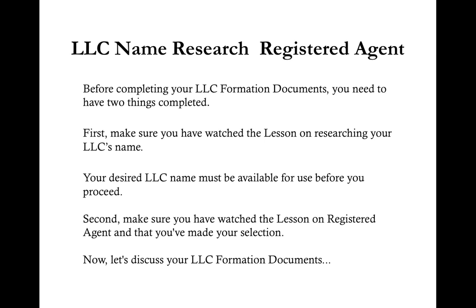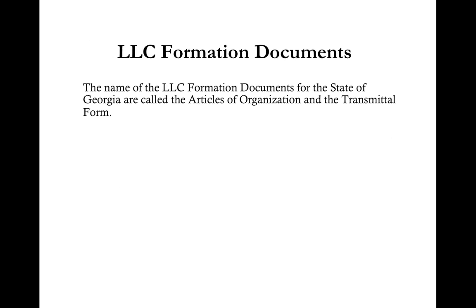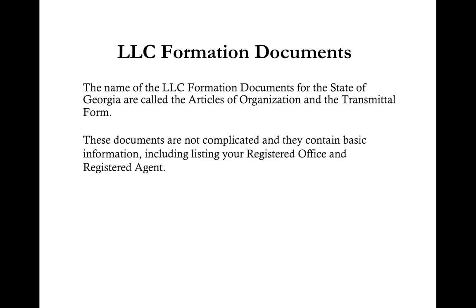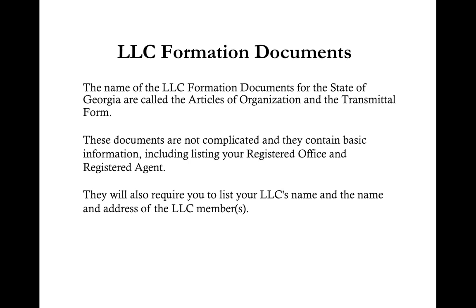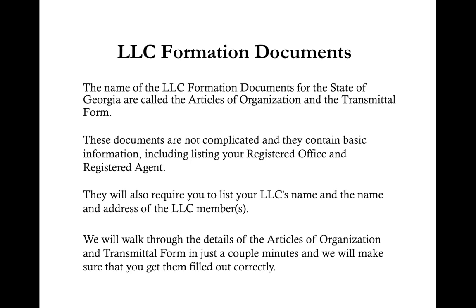Now, let's discuss your LLC Formation Documents. The name of the LLC Formation Documents for the state of Georgia are called the Articles of Organization and the Transmittal form. These documents are not complicated, and they contain basic information, including listing your registered office and registered agent. They will also require you to list your LLC's name and the name and address of the LLC member or members. We will walk you through the details of the Articles of Organization and Transmittal form in just a couple minutes, and we will make sure that you get it filled out correctly.